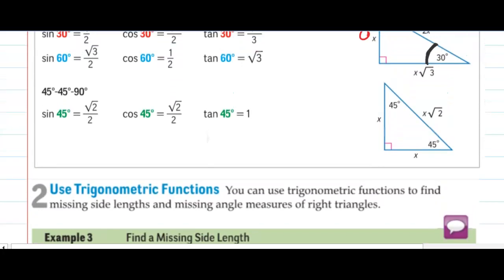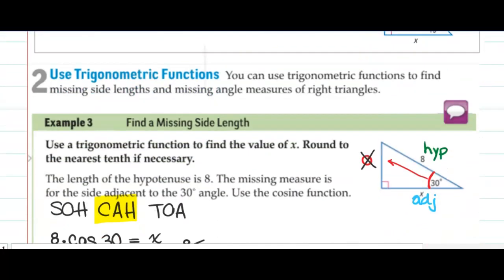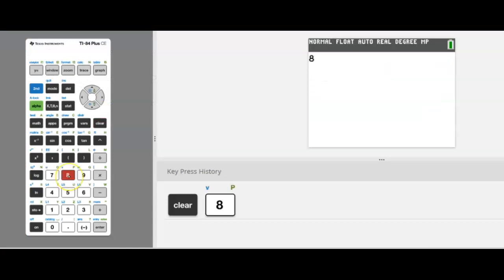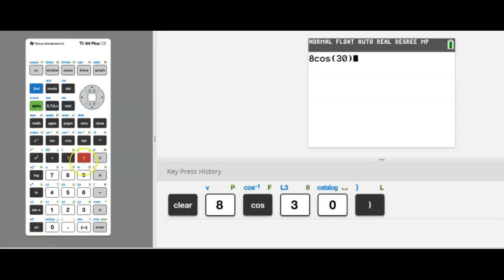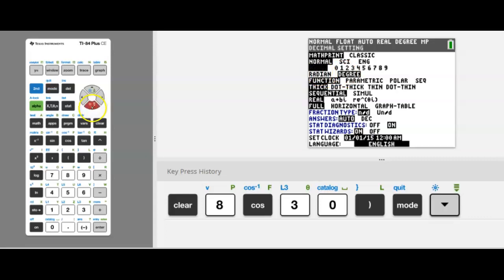Now, we can look at our special angles and know that the cosine of 30 is radical 3 over 2. But instead, we can also just use our graphing calculator and type 8 times the cosine of 30. But before we hit enter, it's always good to check by pressing mode to make sure that your calculator is in degree mode. If it's in radian mode, you'll get the wrong answer. That's a different way to measure. It has to be in degree mode. Make sure degree is highlighted and hit enter.